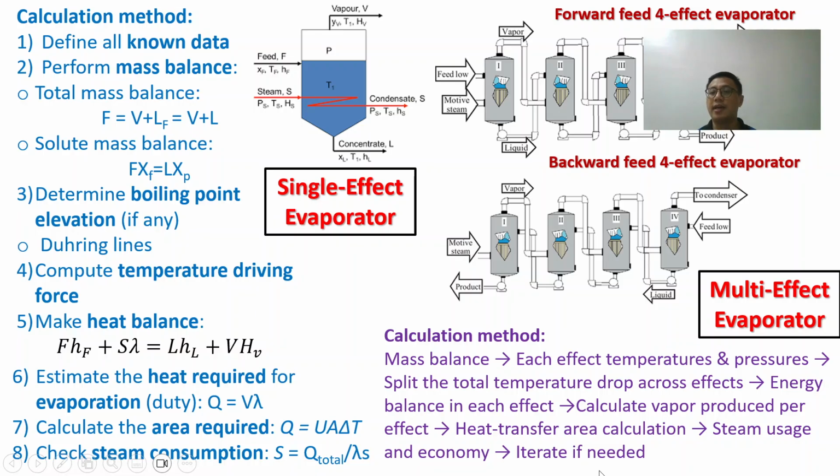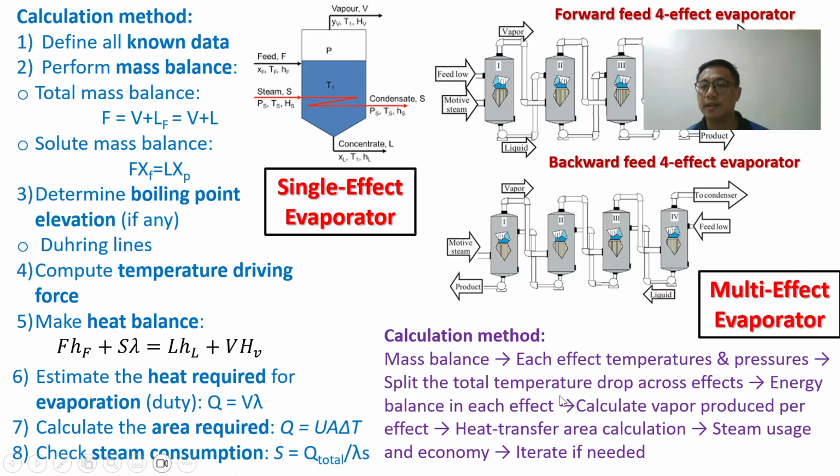area 4. Okay, steam usage and economy, we can calculate steam usage from the inlet and outlet of the fourth effect. Okay, we can know the usage. For the usage, you have to take Q total over the latent heat of evaporation. Okay, so iterate if necessary. We have to repeat again and again until the areas are very similar.